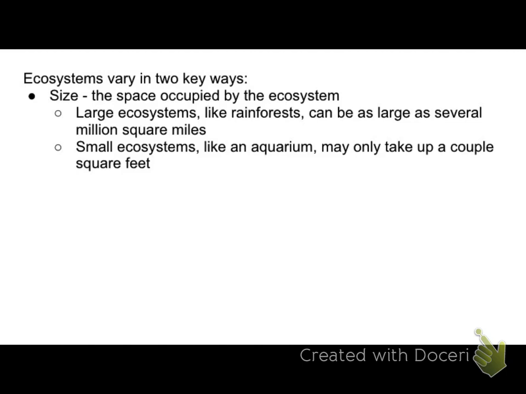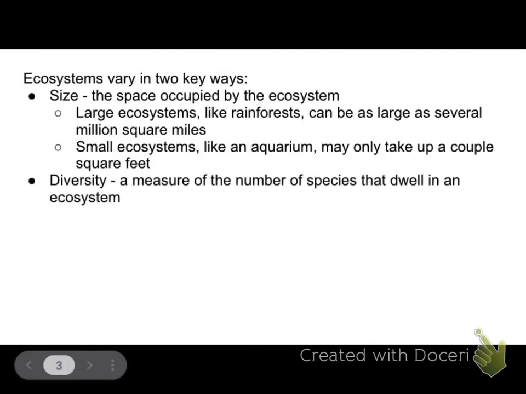And as we learned yesterday, ecosystems can also vary in their diversity. This is a measure of the number of species that dwell in an ecosystem. So if we're measuring diversity, we're measuring how many different separate species are there in an area.